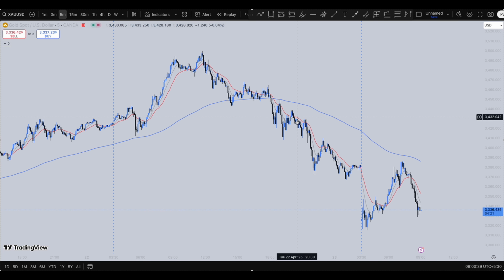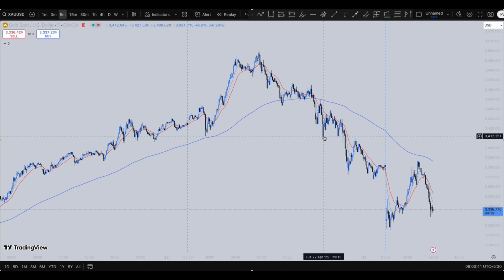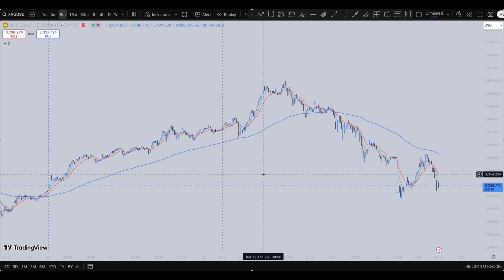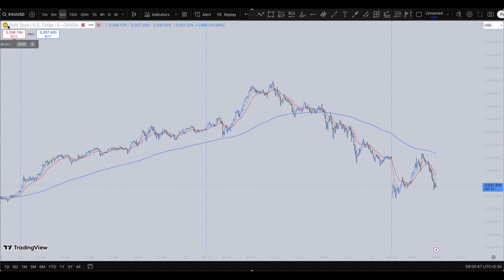See, time is around 9. From here on, I will be posting gold trade analysis as well. So let's look into gold spot, US dollars.